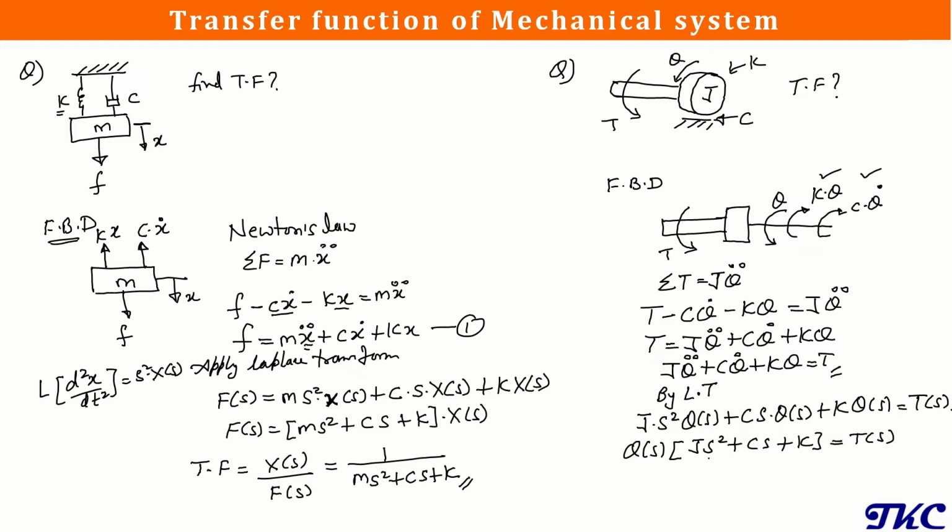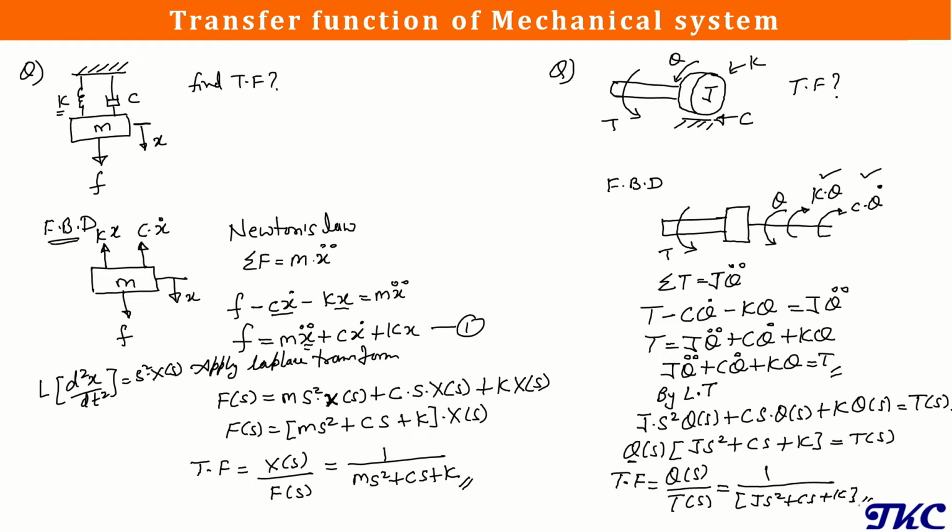So now we can write this equation in terms of transfer function. So the transfer function is equal to output over input. Output here is the displacement, that is theta of S, divided by the input, the torque that we are applying, T of S. So we can write it as 1 upon Js square plus Cs plus K. So now this is the transfer function for this rotational mechanical system. So in this way we can find the transfer function for any mechanical system.